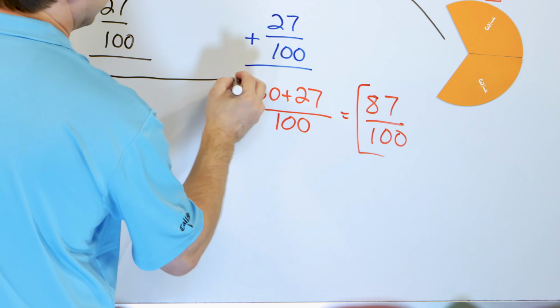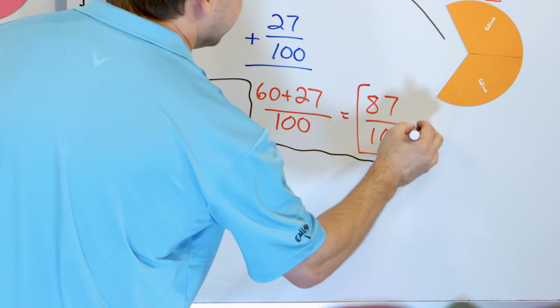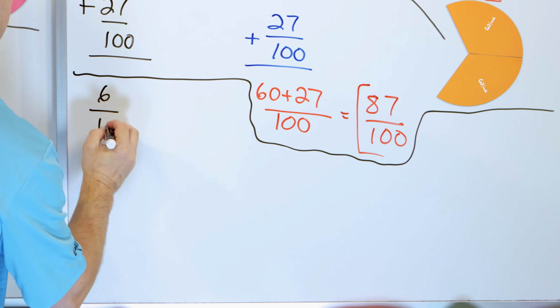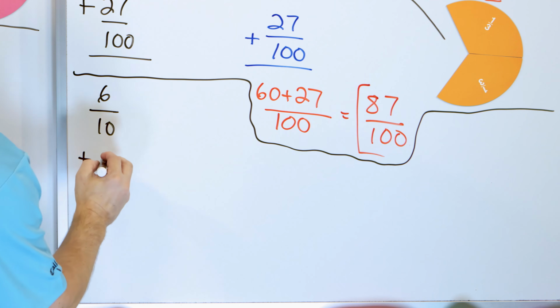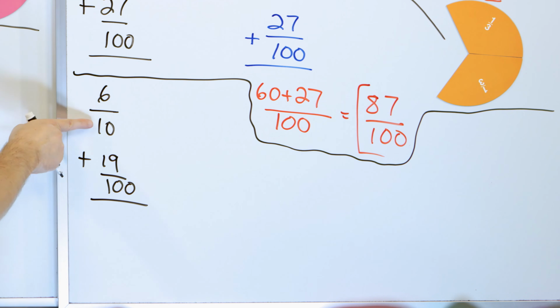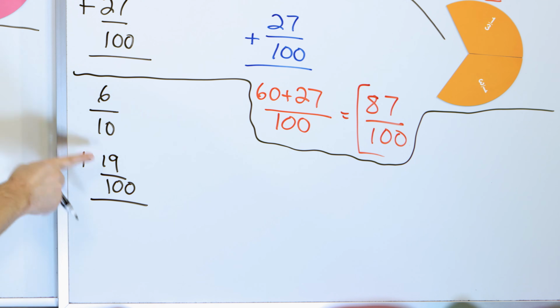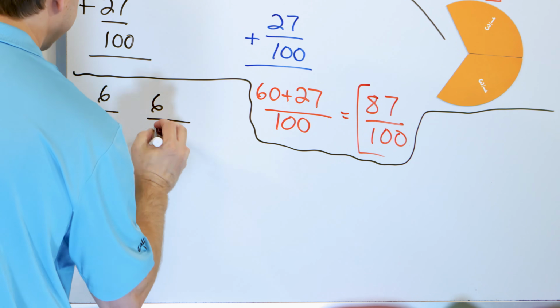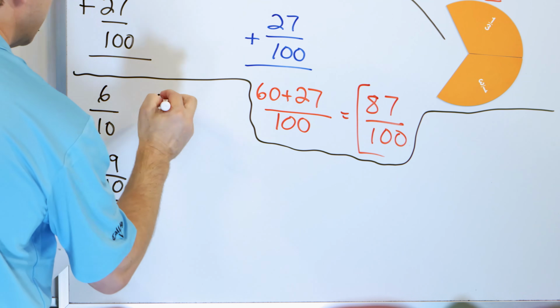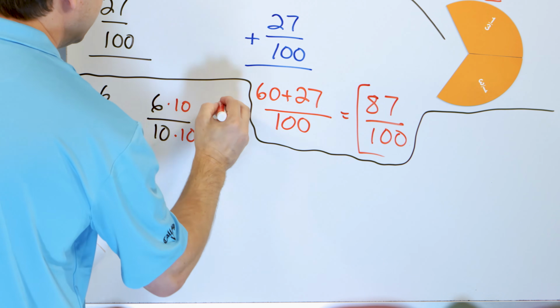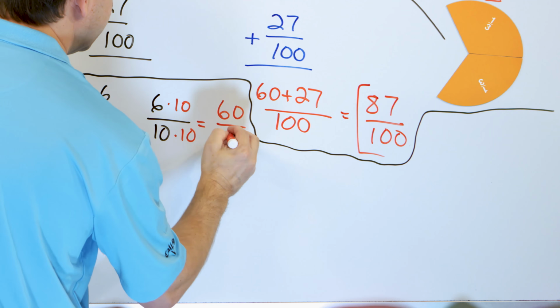All right, we're going to squeeze our last problem right here on the bottom. We have 6/10, and we're going to add to that 19/100. Same song and dance. 10 and 100 are my denominators. If I multiply this one by 10, I'll match the 100 here. So what I'll have is 6/10, and I'm going to multiply on the top by 10 and on the bottom by also 10. 6 times 10 is 60, and 10 times 10 is 100.